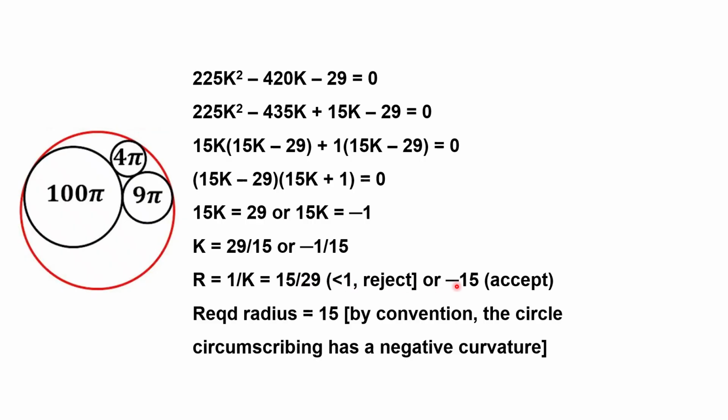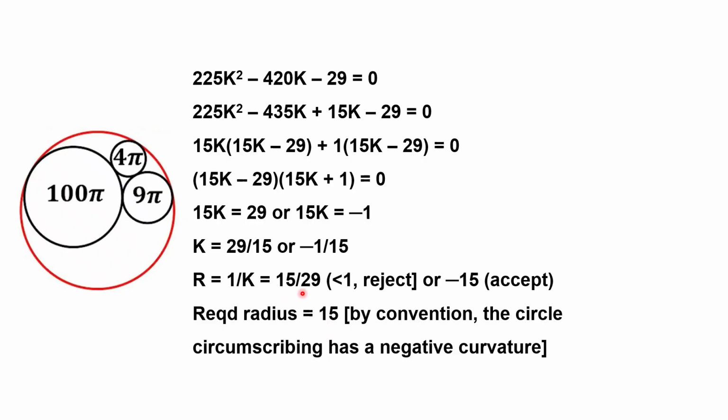So we reject that, and minus 1 by 15 is accepted because according to sign convention, the outer circle, the circumscribing circle which circumscribes the other three circles, is supposed to have a negative curvature. That's why we are getting a negative value. So the radius would be minus 15 according to the sign convention, but since we take only the numerical value, the required radius is 15.